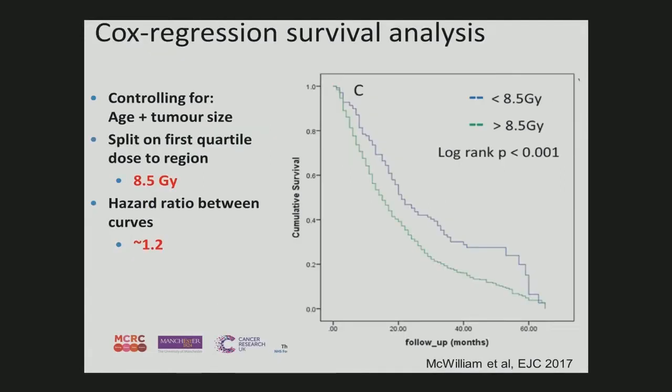So this is the survival curve. Lung cancer is a very bad disease. So after a year or so, half of the patients are dead, but there is a very distinct split between patients that get a higher dose to that bit of the heart and a lower dose to that bit of the heart. And the hazard ratio is 1.2. So that's incredibly interesting. But now I did something wrong because I did data mining and then I included confounding.